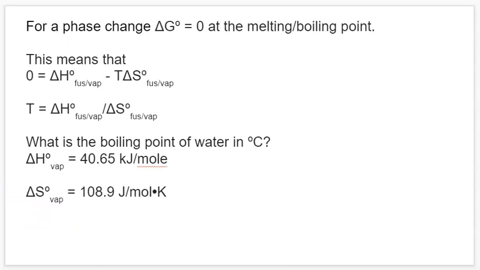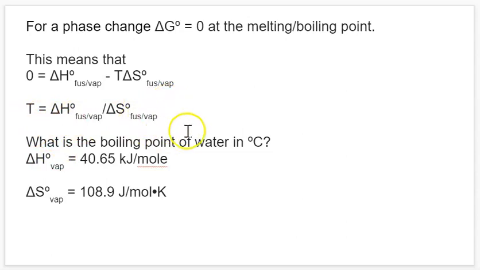We can also use this relationship between state functions to predict the boiling point or the melting point of a substance if we know its standard enthalpy and its standard entropy for the phase changes, for the fusion or vaporization, like we saw in Unit 6. This is based on the fact that for a phase change at the melting or boiling point, delta G is always going to be 0. So we can set it to 0 in the equation, and then we have delta H minus T delta S equals 0. We can solve for T, which will end up being delta H over delta S.